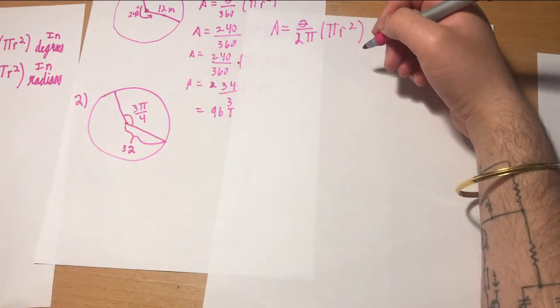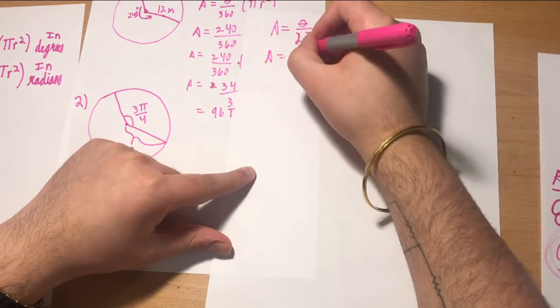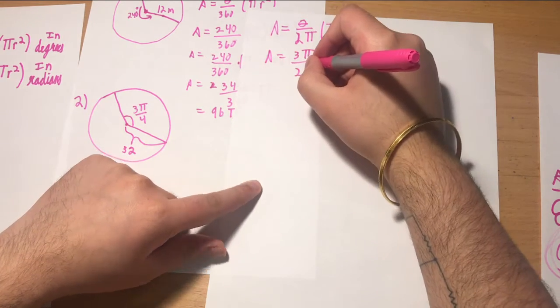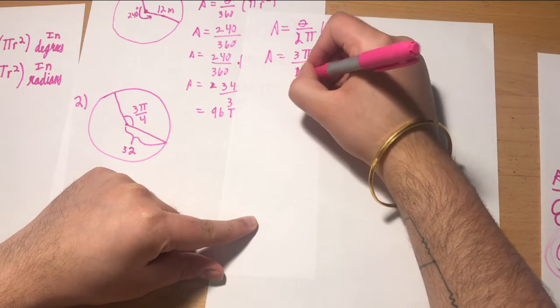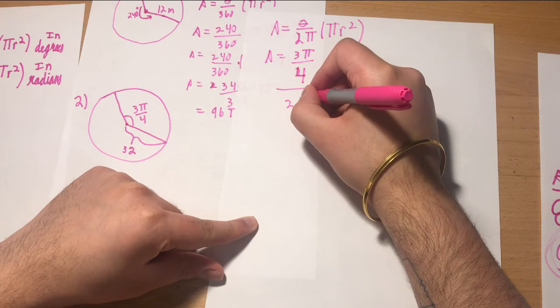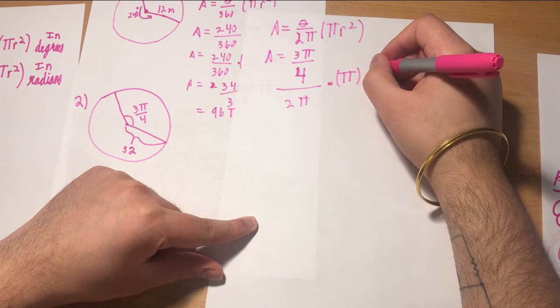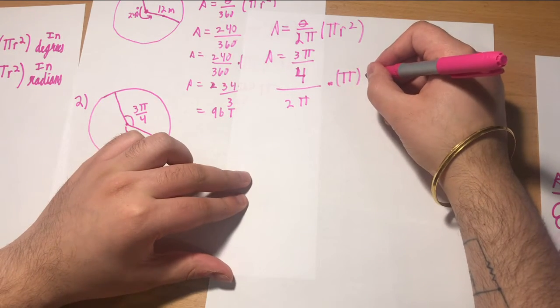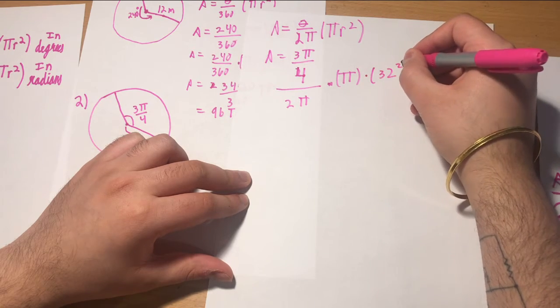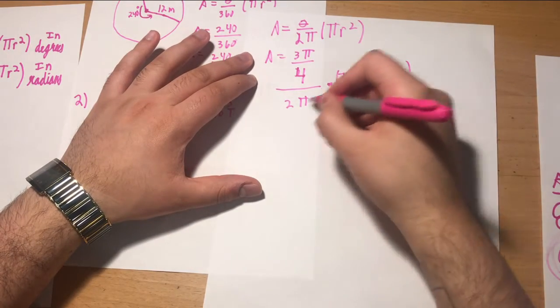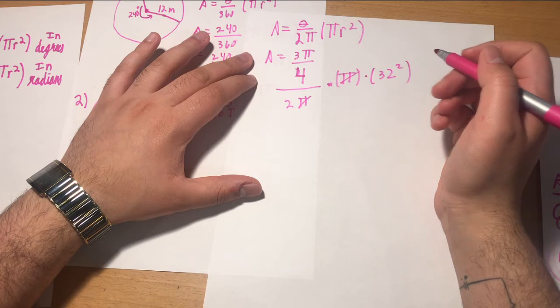Okay? So now again, we put in our information. We don't know our area, but we do know theta. Theta is 3 pi over 4. And that's all over 2 pi. Multiplied by pi, and then multiplied by r squared. Our radius is 32, so that's going to be multiplied by 32 squared. Now, there are a couple of ways you can simplify this, right? You could do things in a few different orders, but I'm just going to go through the first things that I see. So I think from here, you can easily eliminate these two pi terms, right?